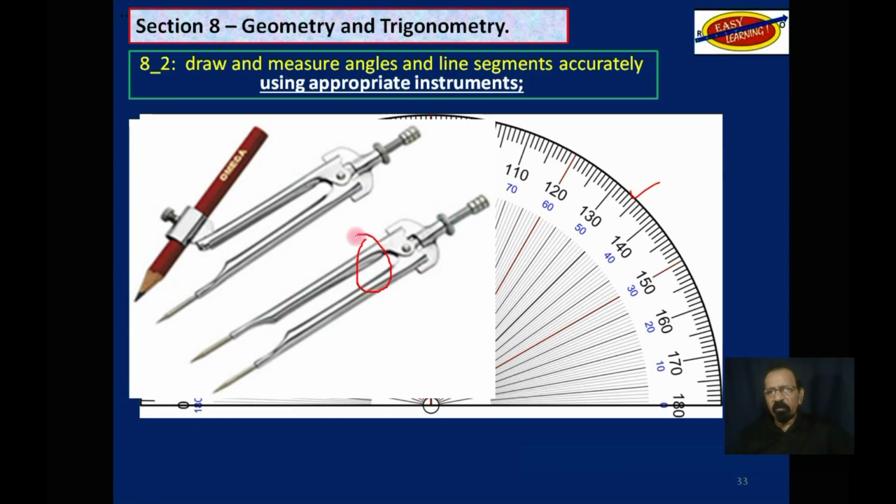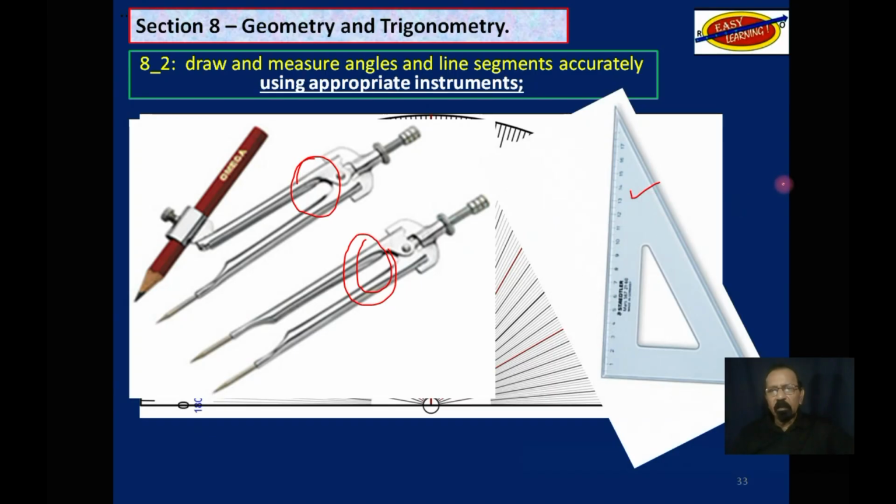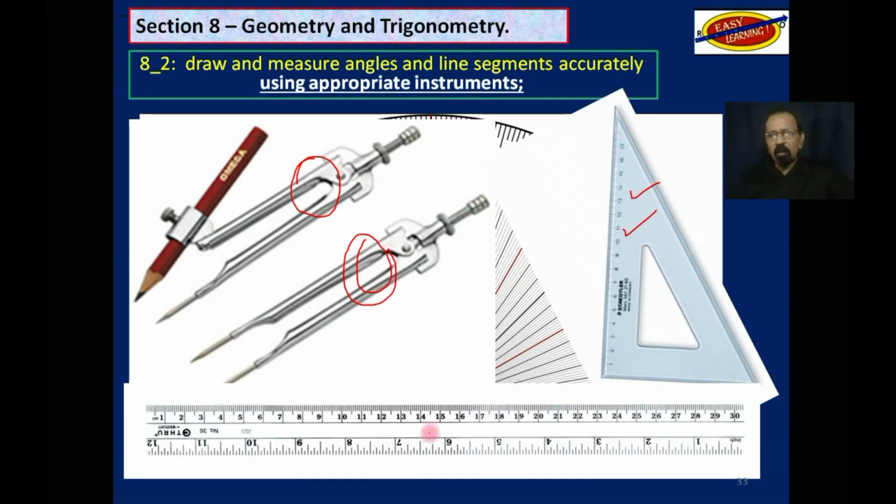This is the pair of dividers. I know it looks like 1 item. And this is the pair of compasses. It looks like 1 item, but that is what they are called. And over here we have a set square. This ruler that you would get in the mathematical set would only be 15 centimeters. You may need to buy a separate one that is 30 centimeters long.